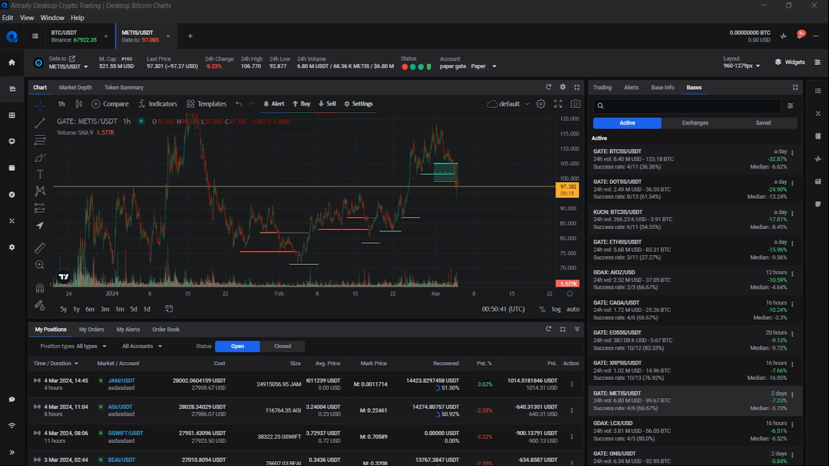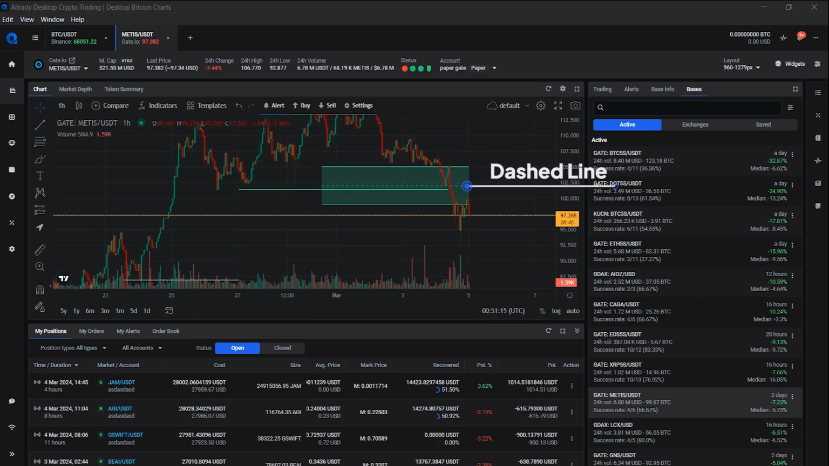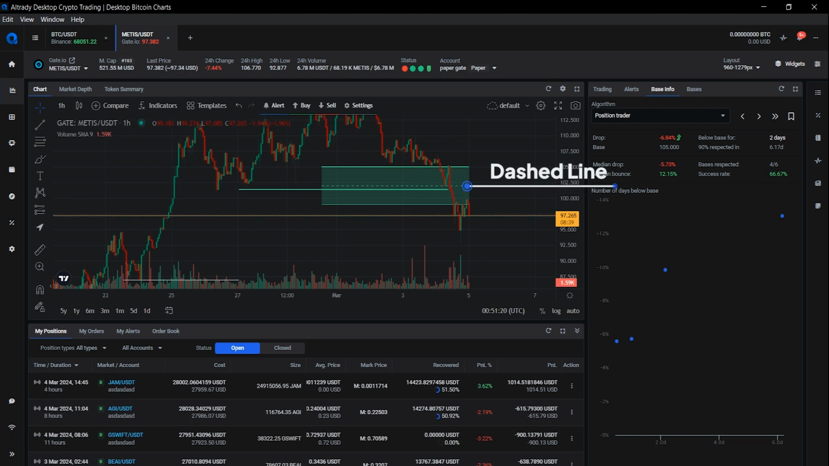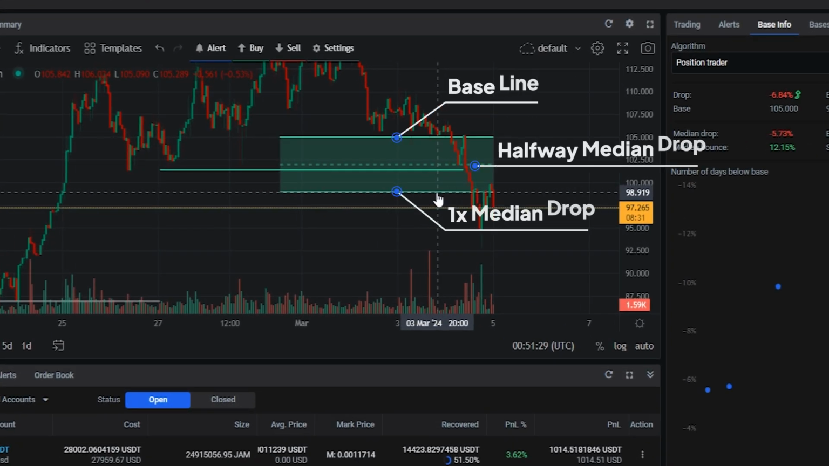This color-coded system makes it easy to see which bases are cracked and which are not. Understanding this system will help you find good manual base trading opportunities using Altrady Bases widget. It makes it easy to distinguish between cracked and uncracked bases. Additionally, on the chart, you'll see a dashed line and a solid line below it. Dashed line. This represents the halfway point of the median drop, giving you a clear idea of this crucial measure. Solid line. Below the dashed line lies the 1x median line, providing another important reference point for understanding market movements.